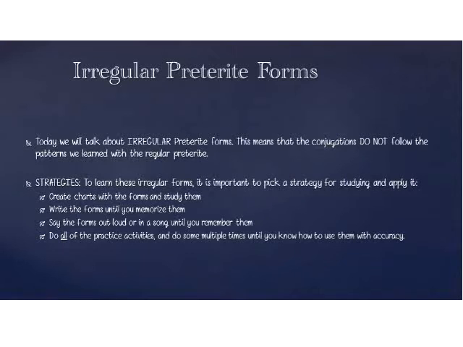So the irregular preterite is just like the preterite in that it talks about things that happened in the past. However, you'll notice that irregular preterite verbs don't follow the same pattern that we learned with the preterite. They kind of do their own thing, and that's what makes them tricky.